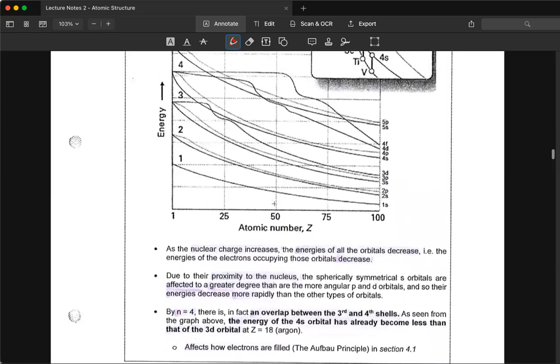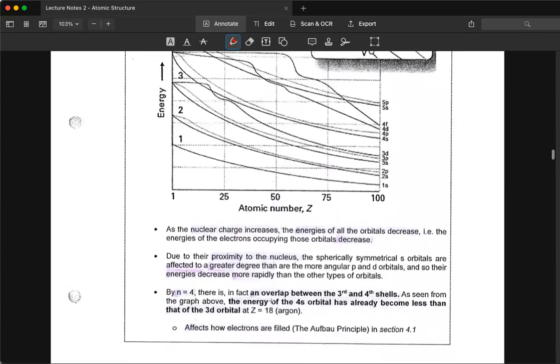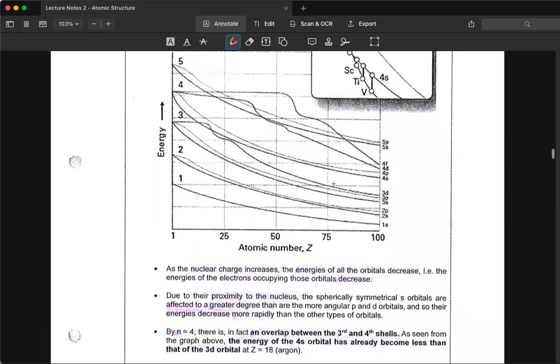By n equals 4, there is, in fact, an overlap between the third and the fourth shell. As seen from the graph above, the energy of the 4s orbital has already become less than that of 3d. For example, we look at atomic number 18. Okay, we can see that the 4s has become lower than the 3d. 4s is here, so 3d is here. Can you see that? In fact, some of the energy of the 4s is even lower than 3d. There's some overlapping over here.